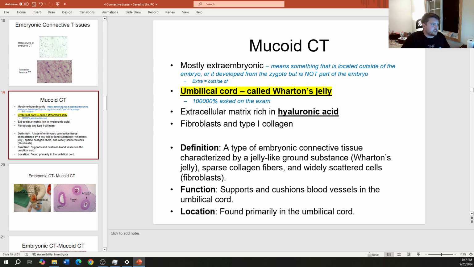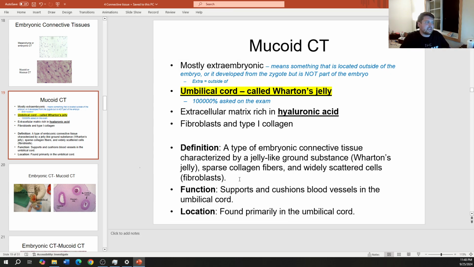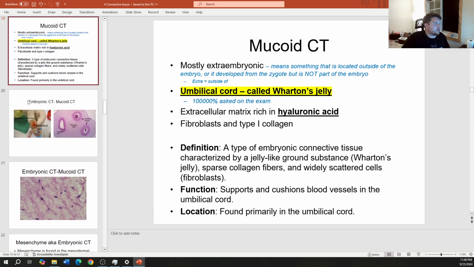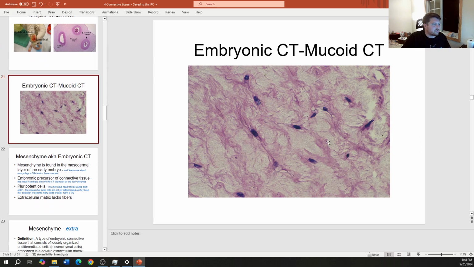Here again, just the definition, function, location. Don't worry too much about the function. Just understand, you need to know it's in the umbilical cord. It's called Wharton's jelly. It's known to have hyaluronic acid in the extracellular matrix. There we go. They have the umbilical arteries, the vein. All this stuff in between there is the Wharton's jelly, aka mucoid. And this is what it looks like.